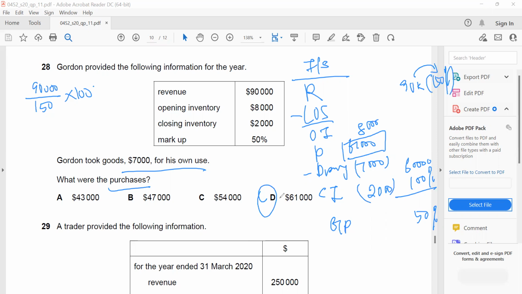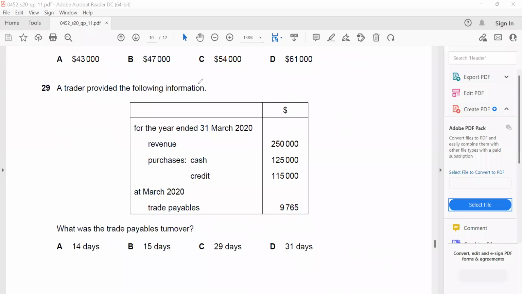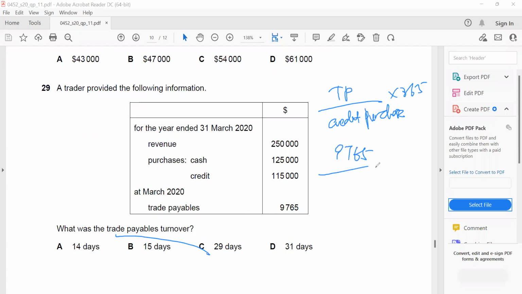Okay, the next one. 29. A trader provides the following information for the year ended 31st March: revenue, purchases. What was the trade payable turnover? The formula for trade payable is trade payable over the credit purchases, times 365 days. So our trade payable is 9,765. Credit purchases is 115,000 times 365.